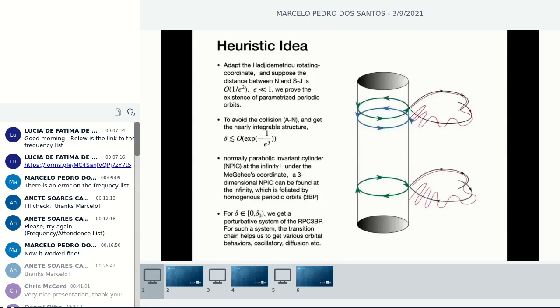So finally, for delta in 0 to delta 0, we get a perturbative theorem of the RPC three-body problem. Here delta 0 is sufficiently small. When delta equals 0, we get exactly the RPC three-body problem, so we just get perturbative systems of this RPC three-body problem. For such a system, the transition chain helps us to get various orbital behaviors, for instance, oscillatory and diffusion.